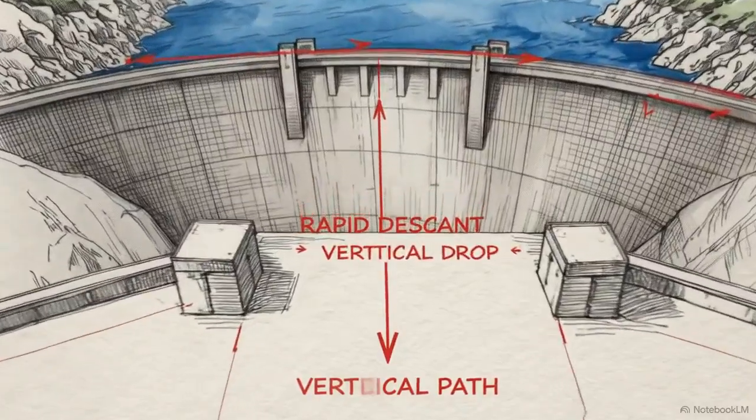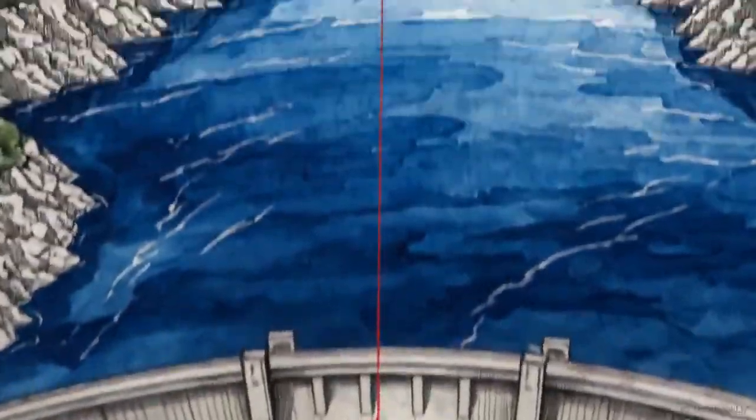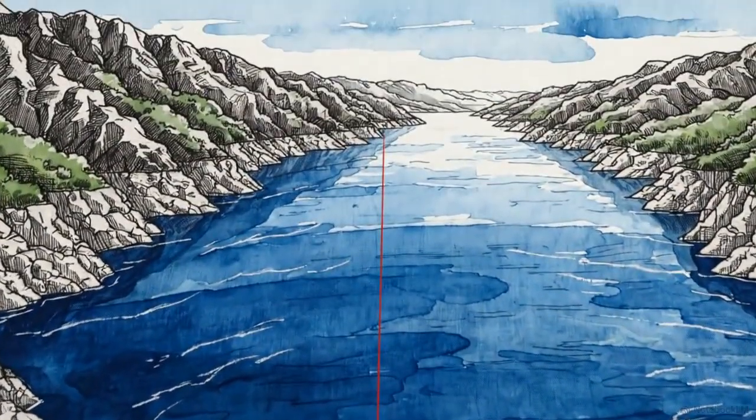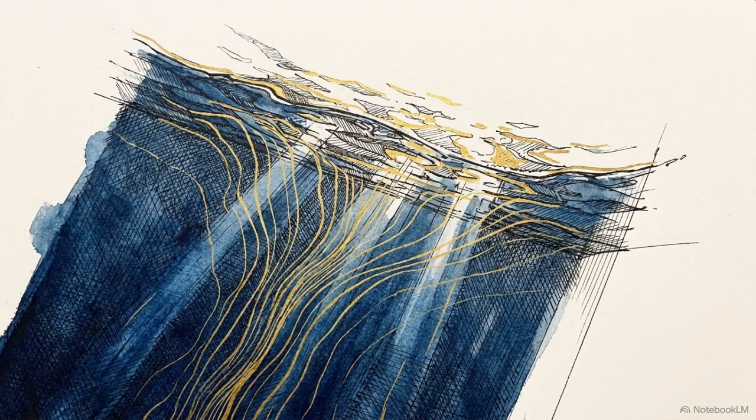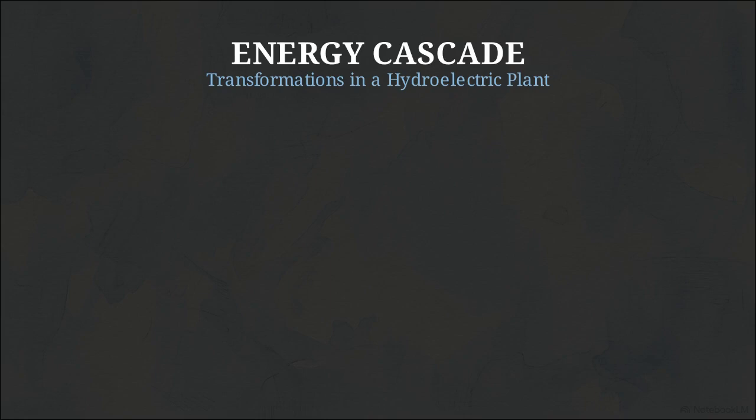Look at the sheer mass of water held back by a modern concrete dam. Millions of tons of fluid sit perfectly still, holding an immense amount of latent potential energy. The engineering challenge is figuring out how to translate this static geographical feature into active electrical grid power. We execute this through a continuous sequence of energy conversion.